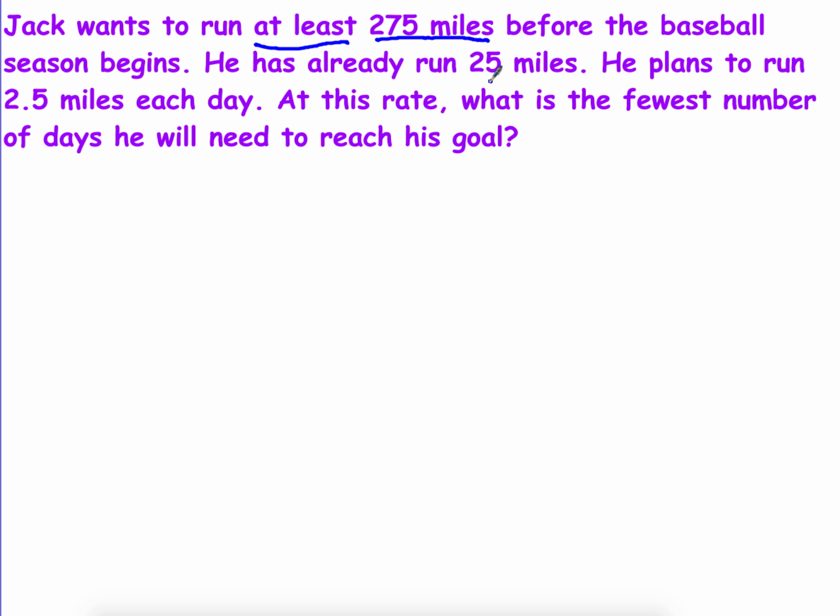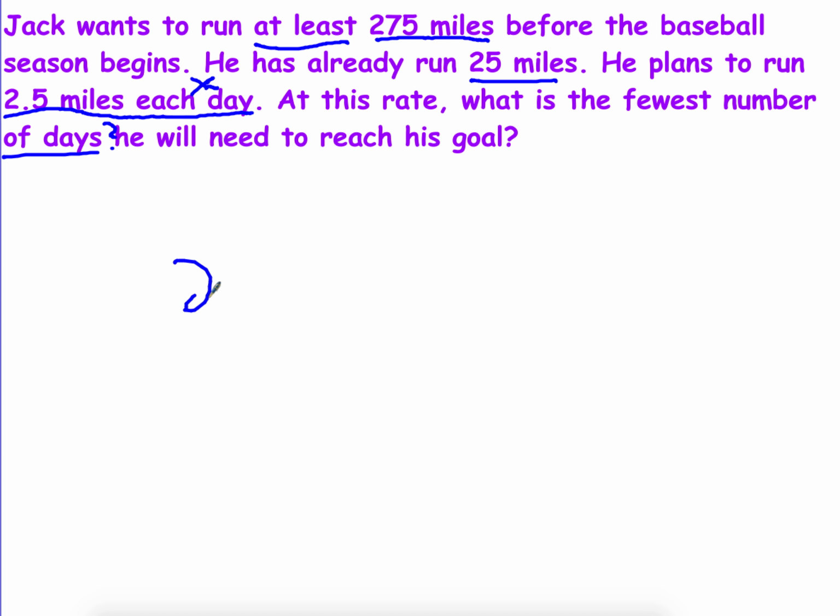He has already run 25 miles. He plans to run 2.5 miles each day. At this rate, what is the fewest number of days he will need to reach his goal? So we don't know how many days. That's what it's asking us. What is the fewest number of days? We don't know that. So there's my variable. That's why I put an x right above it.